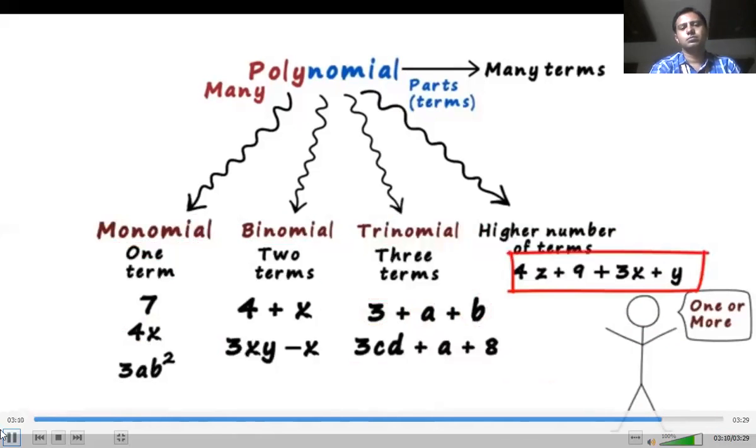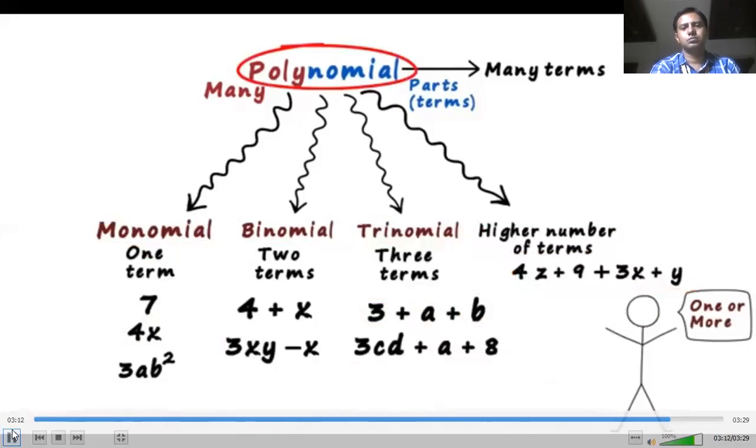So remember, a polynomial is an expression which has one or more terms. So a polynomial is an expression with one or more than one term. If it is one term, it is called a monomial.